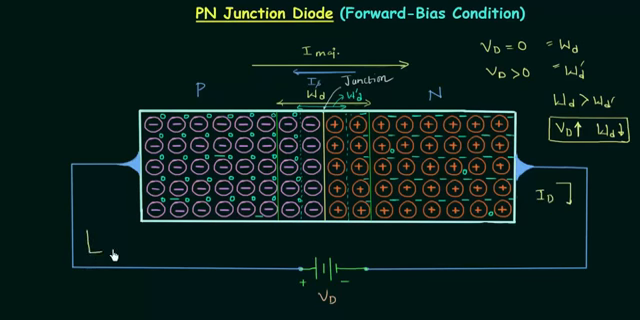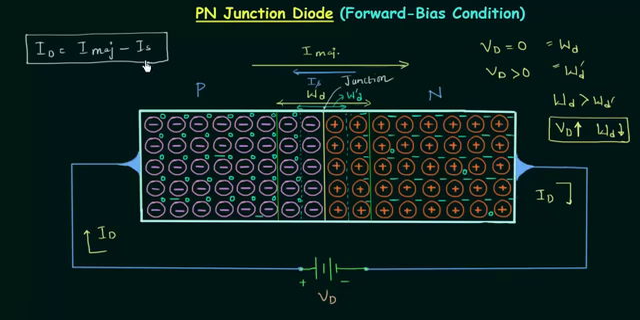In this case we have diode current ID, because circuit is complete and we have current ID, and if you want to calculate ID, then ID is equal to I majority minus I saturation, where I majority is the diffusion current because of majority charge carriers and IS is the reverse saturation current because of minority charge carriers.